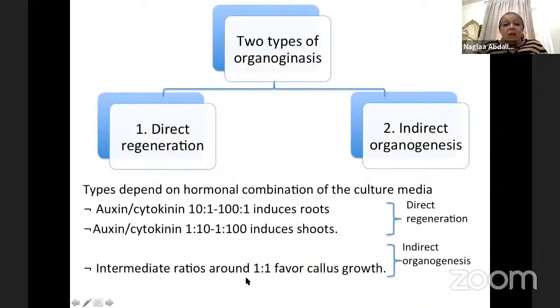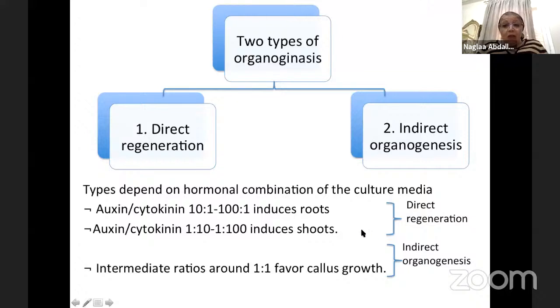There are two types of organogenesis: direct organogenesis and indirect organogenesis. In direct organogenesis, we can use an organ and develop the other part of the plant. If we use auxin, that will induce roots. If we use cytokinin more than auxin, that will form shoots. So this will be direct regeneration.